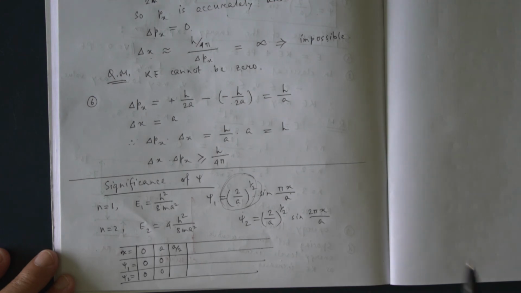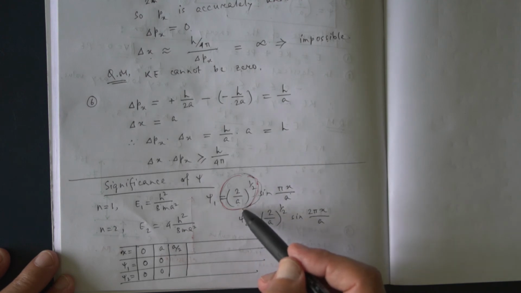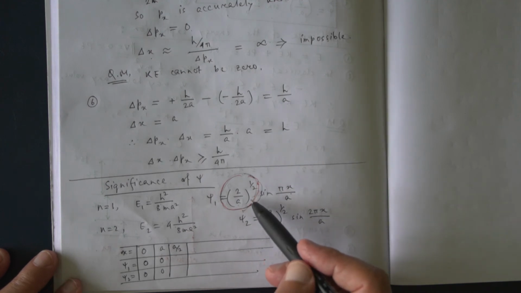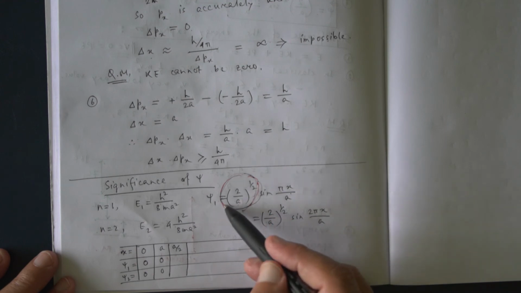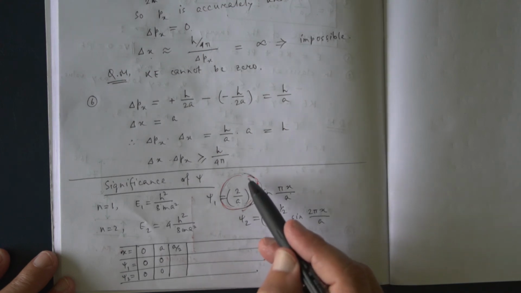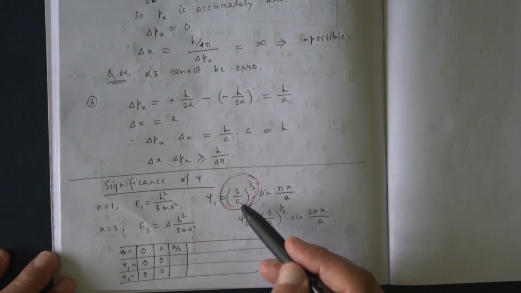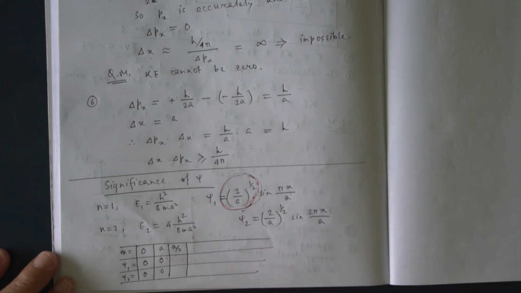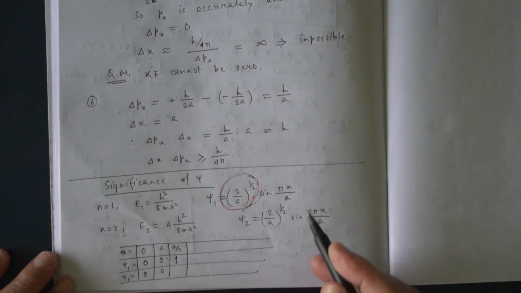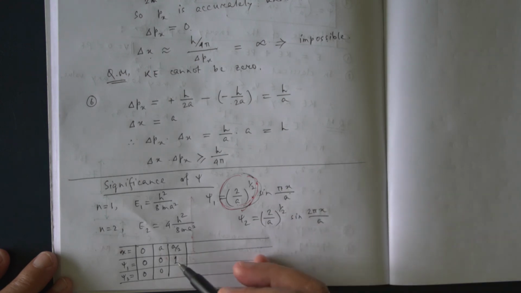This is a constant term. It may change the value, but it cannot change the nature of the graph. If we multiply by a constant, the value will change, but the nature of the graph will not. So I neglect this term. Then at a by 2, this will be 1, sin pi by 2 equal to 1.